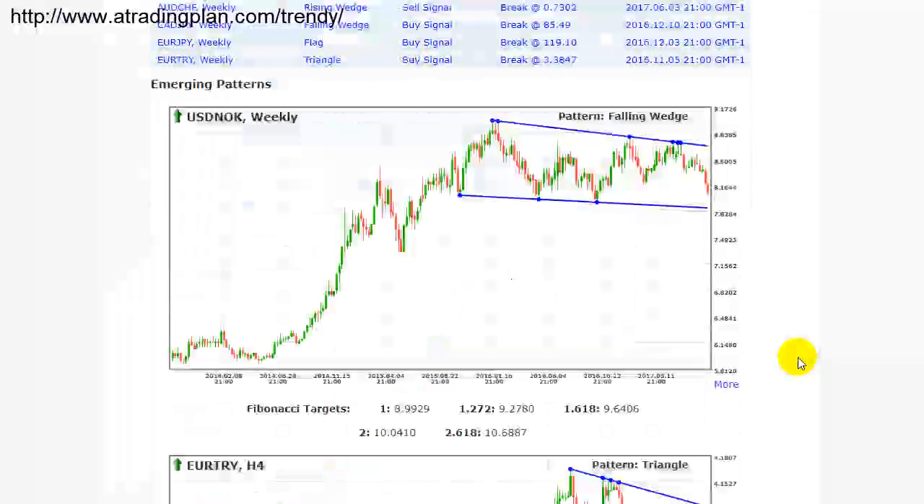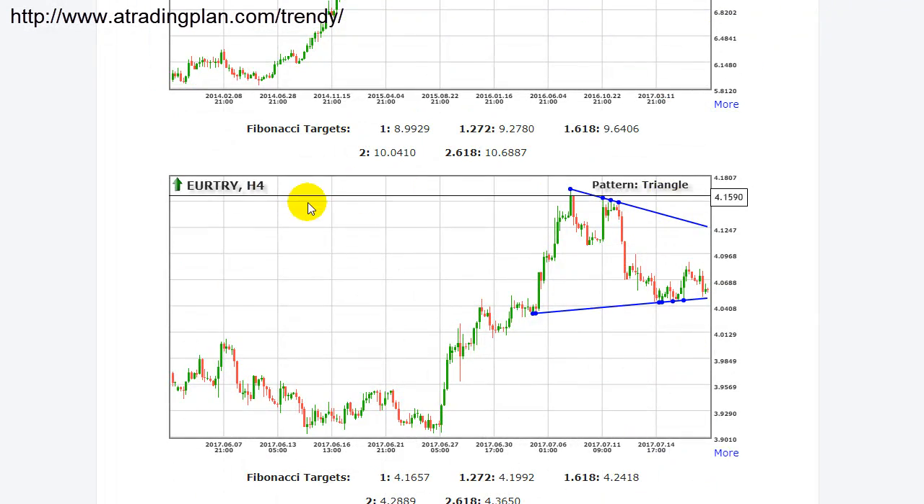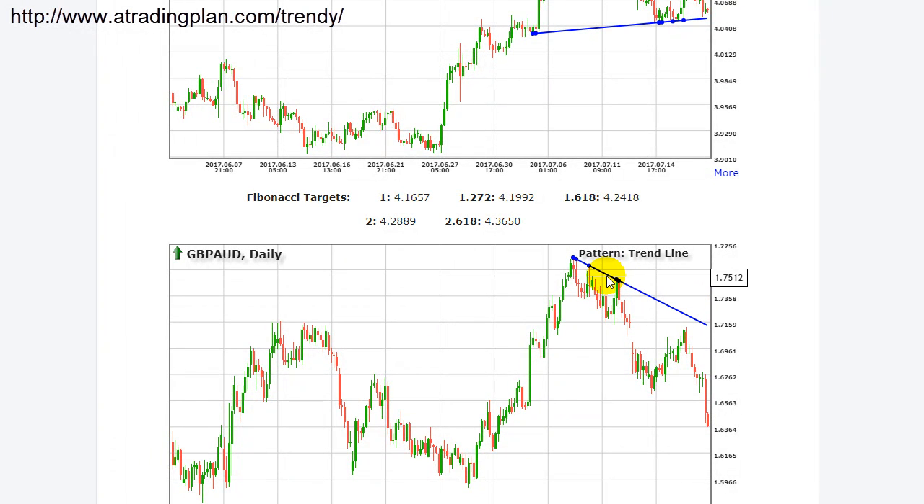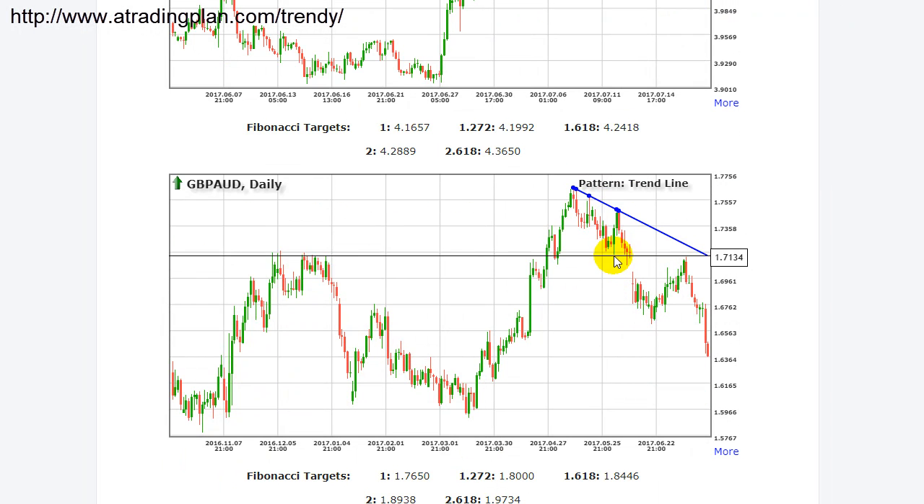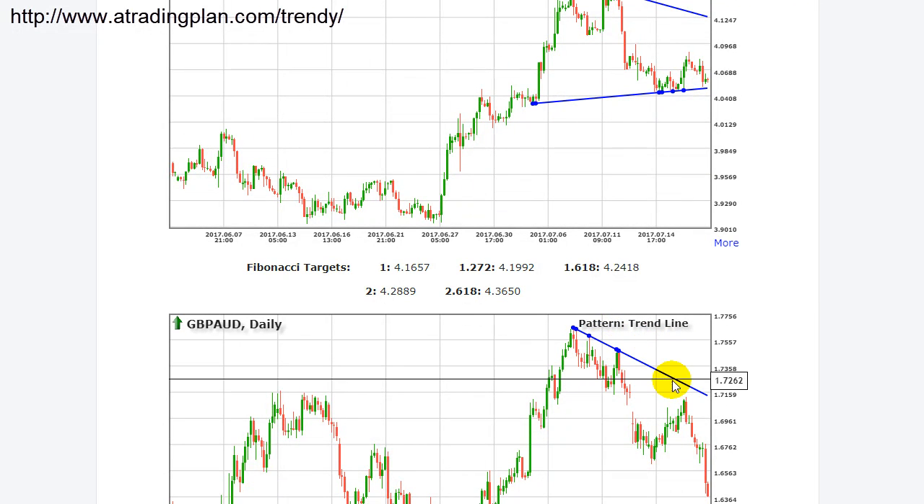So that's it. Oh, we got an emerging pattern here. We've got the weekly here. We've got this one still in a wedge pattern, looking for a breakout there. Triangle here, Pound Aussie, downtrend line here. Basically, this was just trading the third touch. 1, 2, trade it south, and then obviously if it's going to break up to the upside, that's another trade altogether for an upside trade.